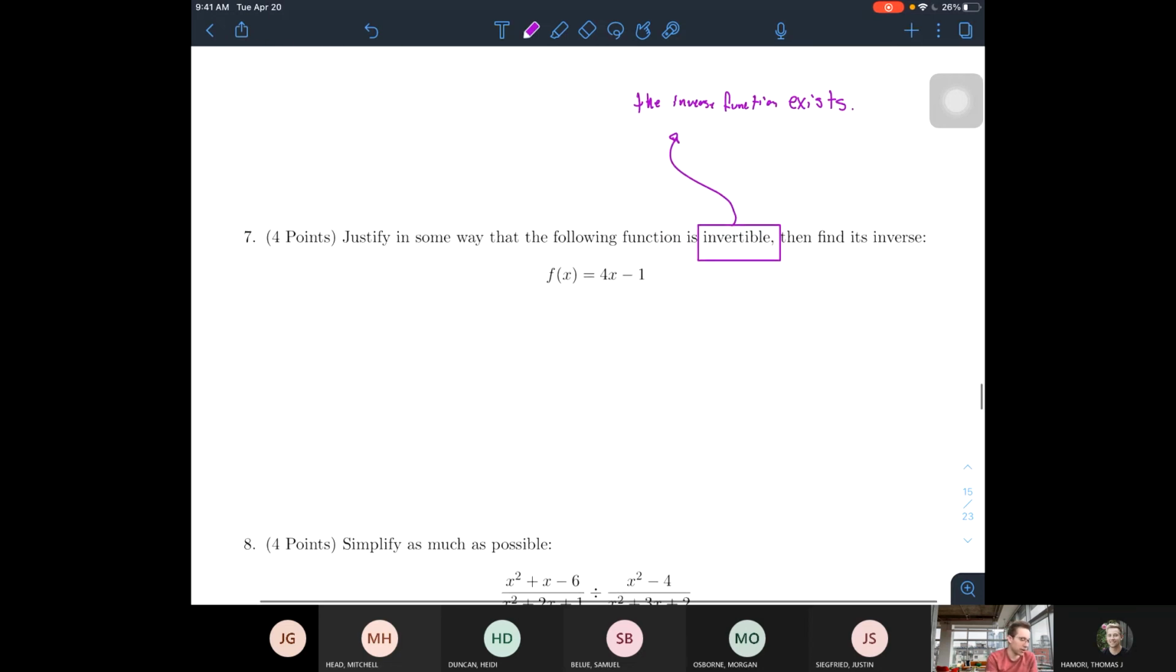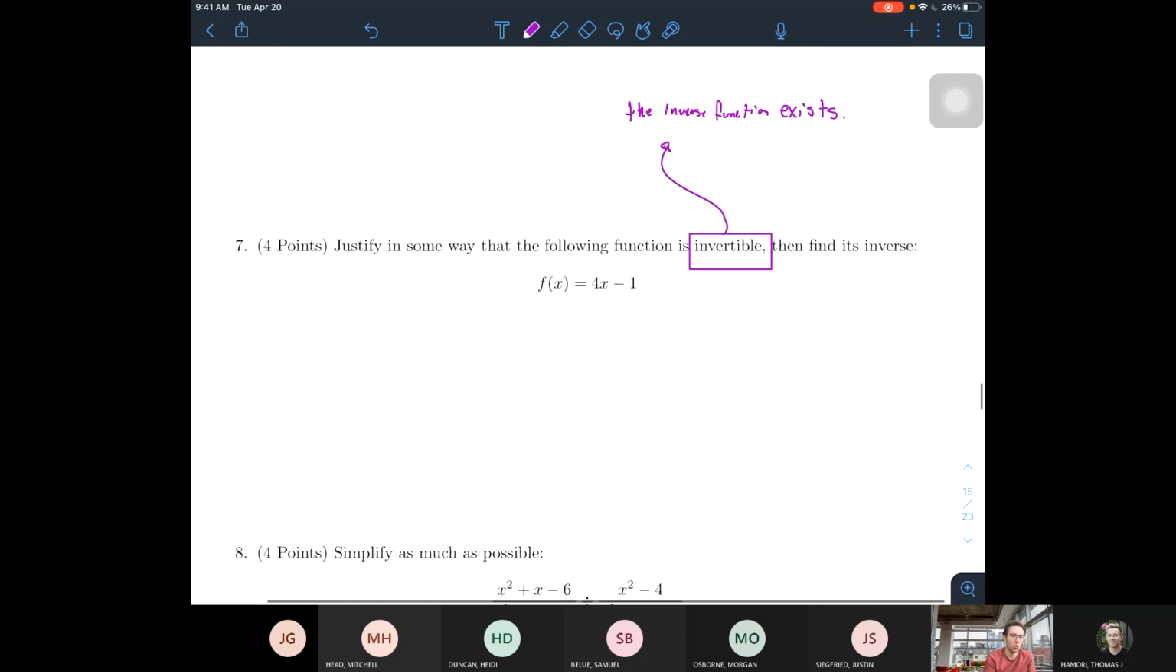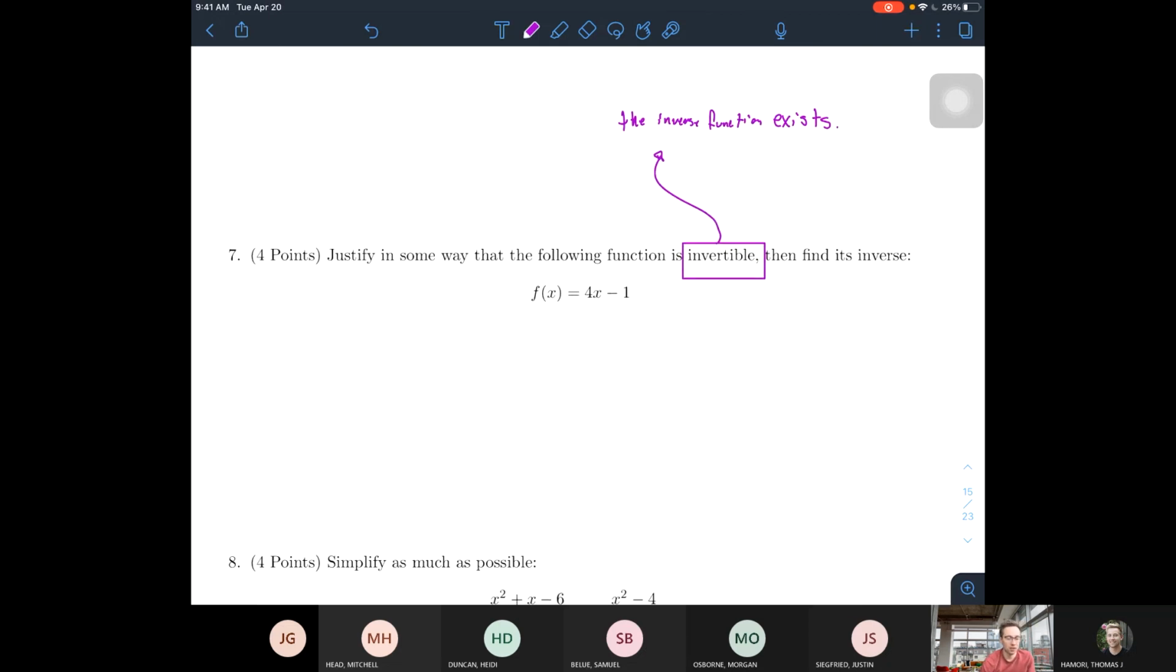So, my question for you all is, what condition do we know of which we can use to say that if this condition is met, then the inverse function exists? Is there a condition which we have which will tell us whether or not the inverse function exists?